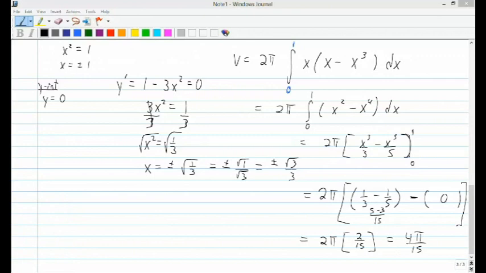Now let's look at this problem here. Let's say that we have y equals 1 minus x, y equals 0, x equals 0, and we want to revolve that bounded region about the y-axis.